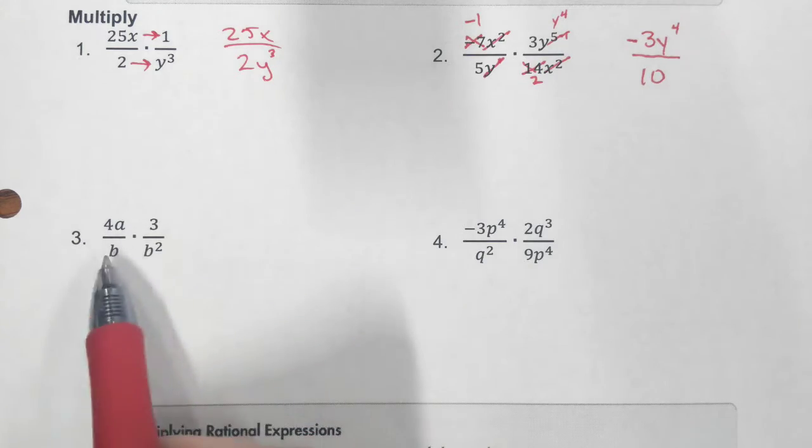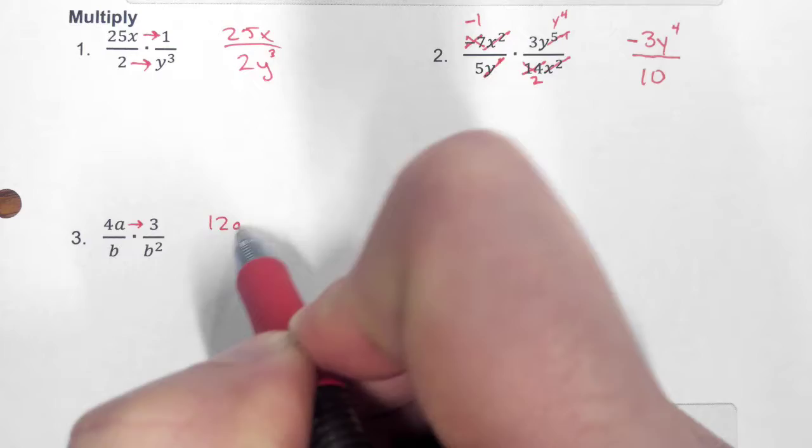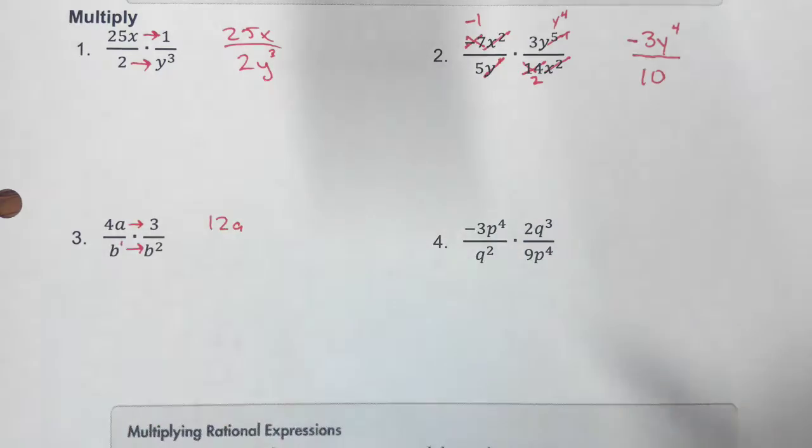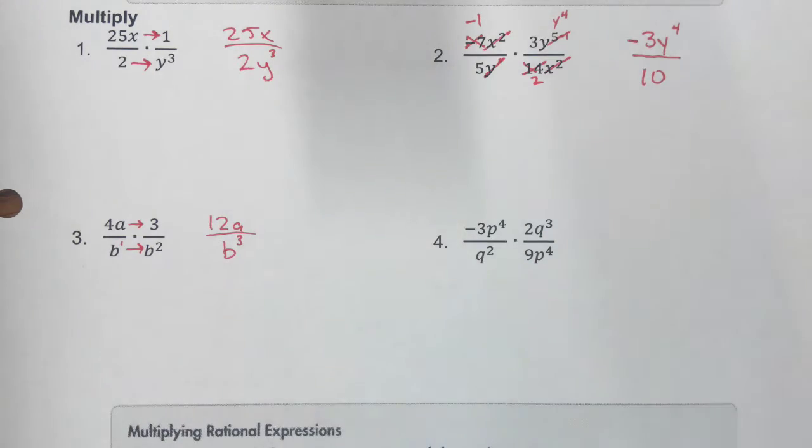3 and 4 are going to follow the same thing. On 3, nothing reduces, so we just go ahead and multiply straight across. 4a times 3 is 12a. On bottom, b to the understood first times b to the second. Remember, you add your exponents when multiplying. That's going to be b to the third on the denominator.